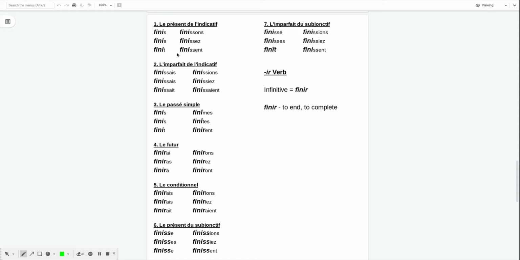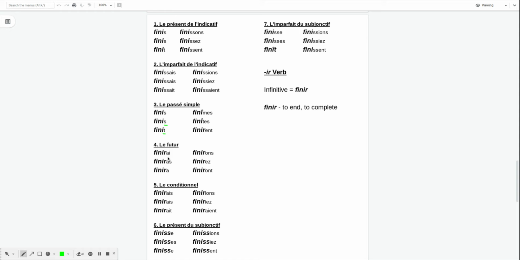So just going down through here, you can see SS is kind of a recurring theme. In le présent de l'indicatif, you've got SS in the singular: first person, second person, third person. And then you have the same SS pattern here in l'imparfait de l'indicatif and le passé simple. Same SS pattern on the singular side.